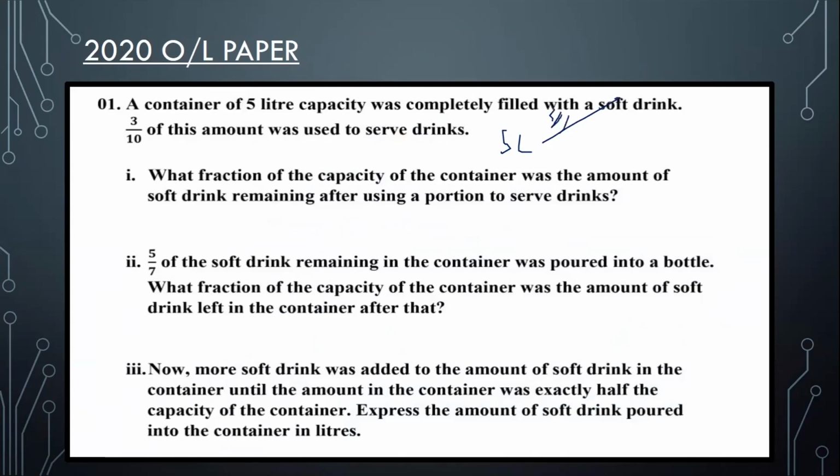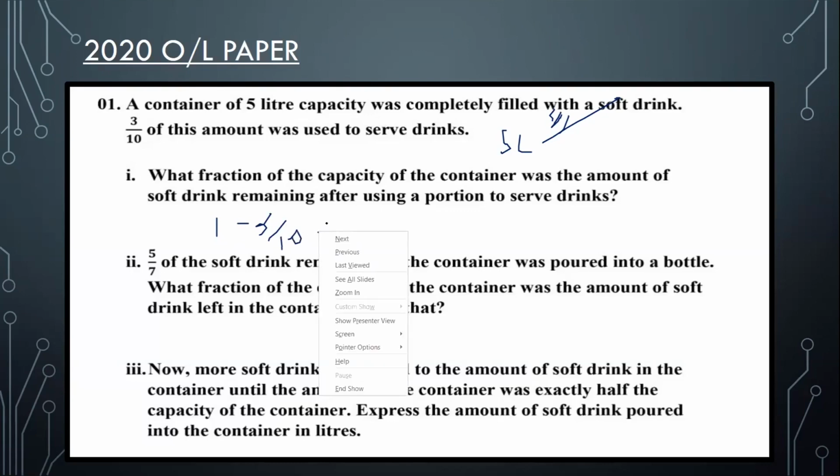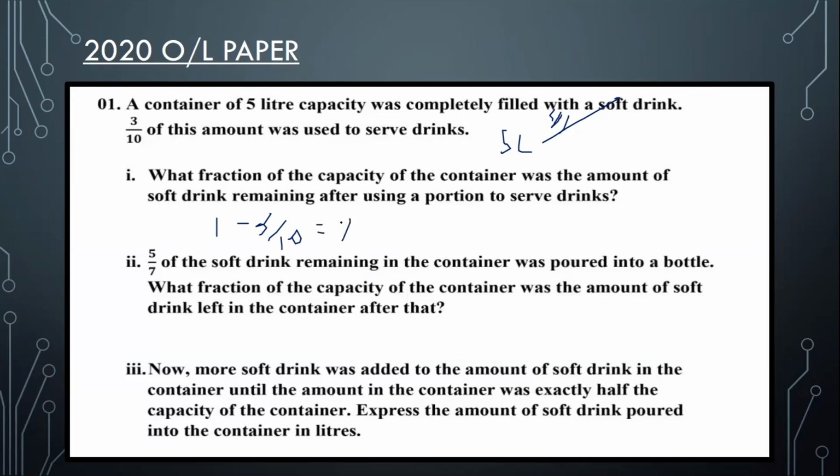What fraction of the capacity of the container was the amount of soft drink remaining after using a portion to serve drinks? After you serve the drinks, what is the remainder they are asking? So you have served 3 over 10 portion. So 1 minus 3 over 10 is going to be equal to 7 over 10.